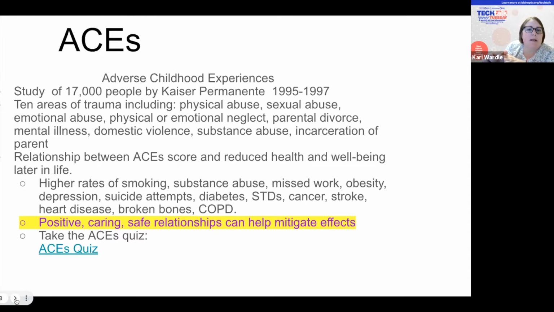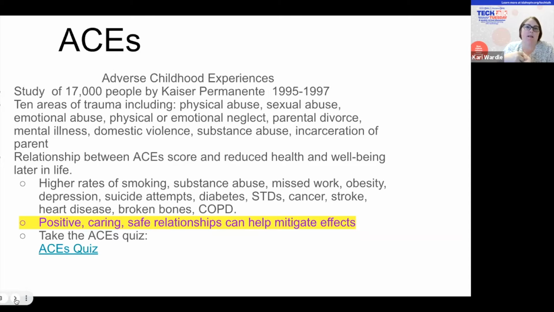What they found was that there is a pretty significant relationship between a child's ACE score and their physical reduced health later in life. In fact, so there's 10, and so there's a quiz you can take. It's linked in this slide deck. The higher your ACE score, the more it is connected to physical impairments.